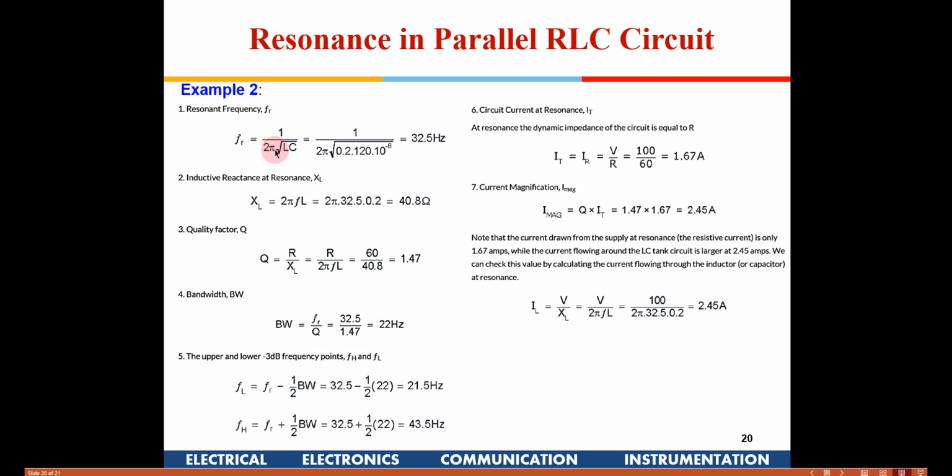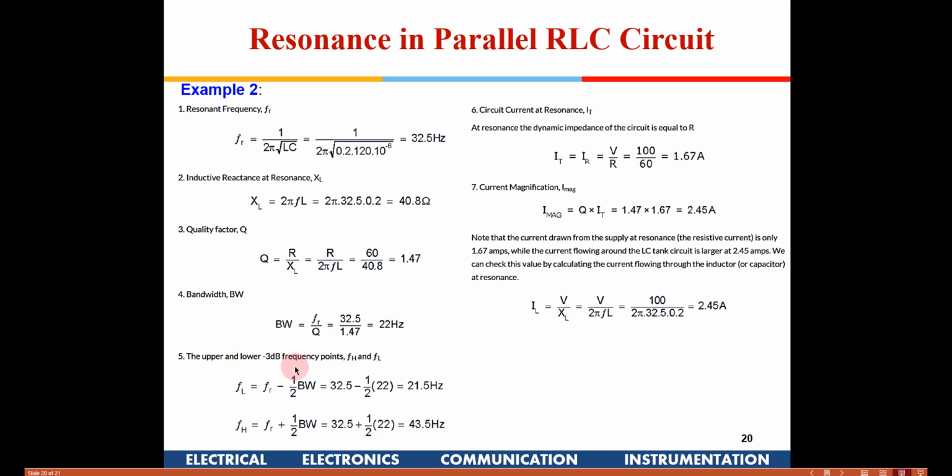So first, for the resonant frequency, we are going to use the same formula. This remains the same. And the inductive reactance at resonance you get using the 2 pi f L formula, and for the quality factor, if you see, it is defined as R divided by XL, again at resonance. The quality factor is always at resonance, so you get 1.47. Now bandwidth, again this definition is common for parallel and series, so it is the resonant frequency divided by Q, so 22 hertz you get.